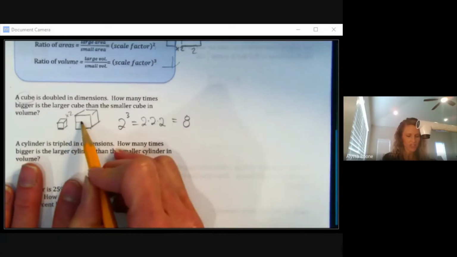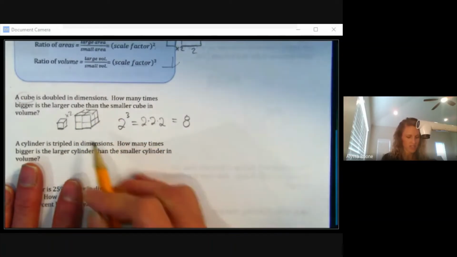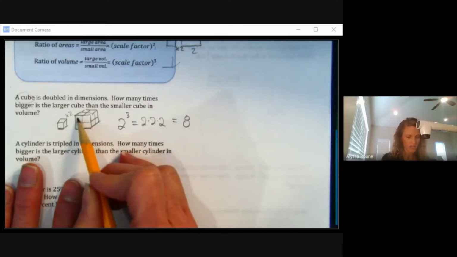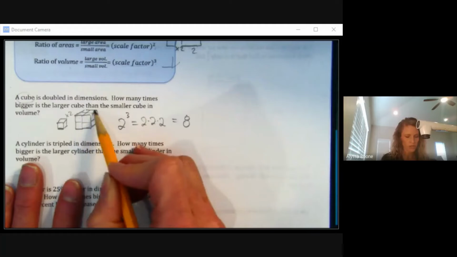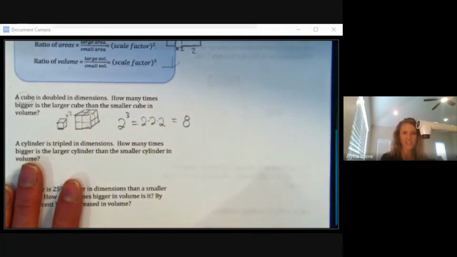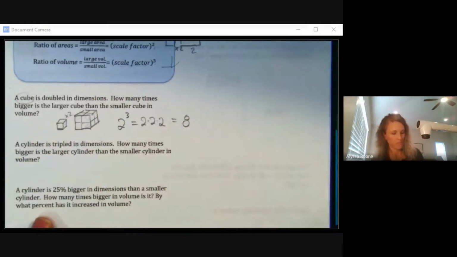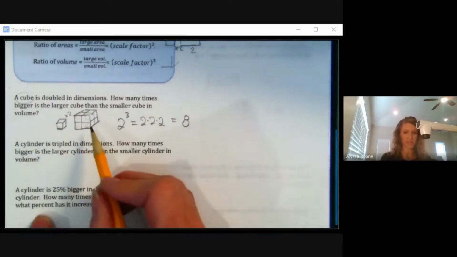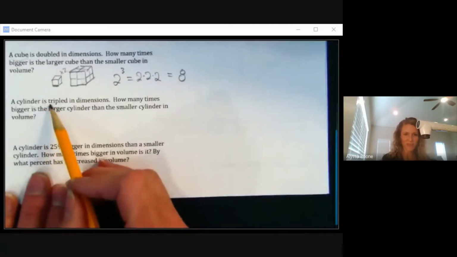And let's see if we can see it in a picture, if that would help us see the 8 cubes. There's 1, 2, 3, 4 on the front face, and 1, 2, 3, 4 on the back face. So sure enough, there are 8. So this is 8 times more volume, or 8 times, not in dimension, but in volume, 8 times bigger. How about something round? I think we can do the more advanced problem now.